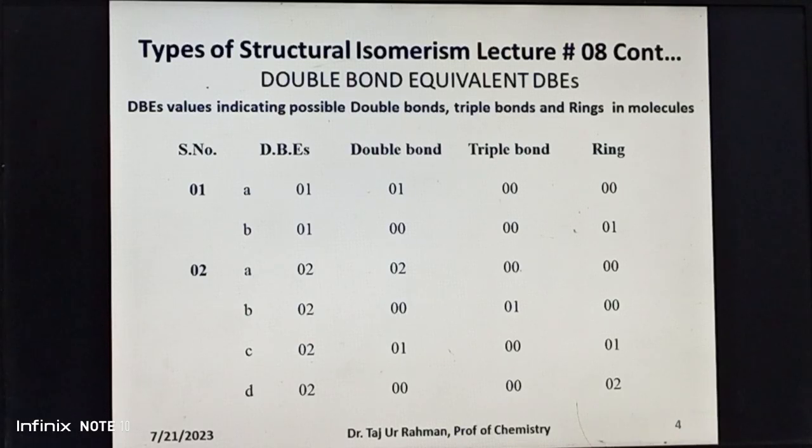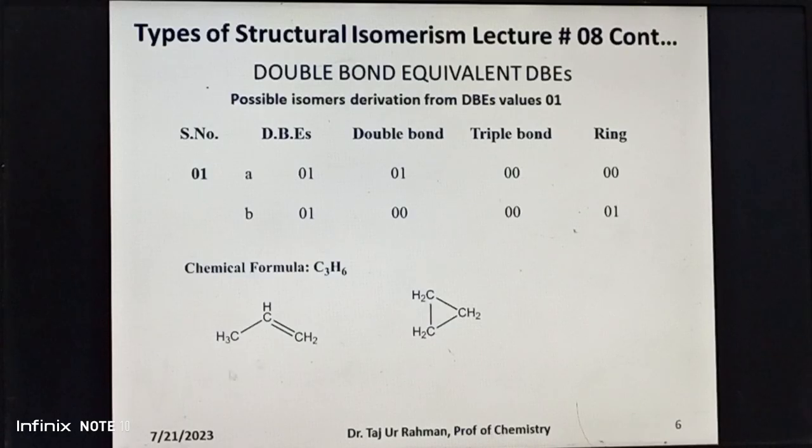Now in this lecture we are going to explain and discuss how possible structures of structural isomers can be drawn from the DBE value of any given molecular formula of an organic compound. Let's get started with molecular formula C3H6, this one. The DBE value calculated for this molecular formula C3H6 is 1.